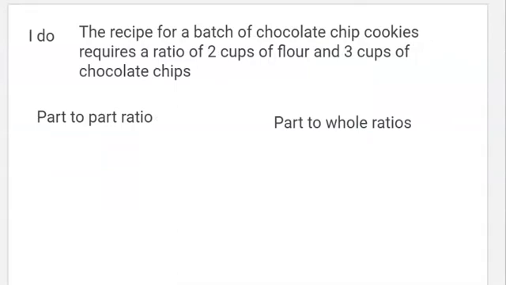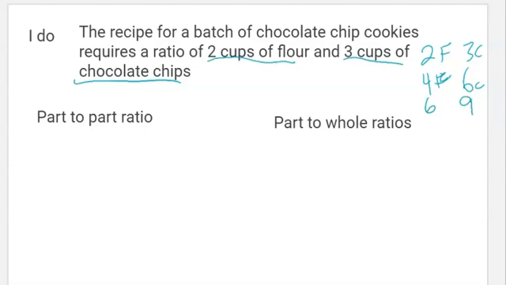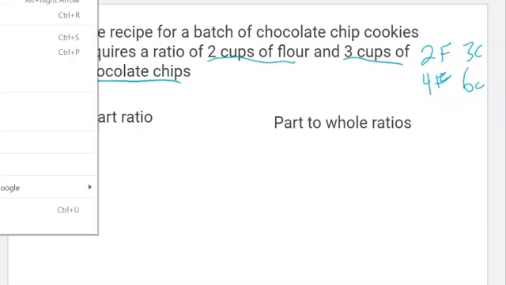So the recipe for a batch of cookies requires a ratio of 2 cups of flour and 3 cups of chocolate chips. So that's a ratio, right? If I keep making cookies, one batch takes 2 cups of flour and 3 cups of chips. If I wanted to make another batch, it would take 2 more cups of flour and 3 more cups of chips. If I wanted to make another one, it would be 2 more and 3 more. And we're going to keep working in that way in the ratio, right? It's a relationship between 2 things that remains fixed.